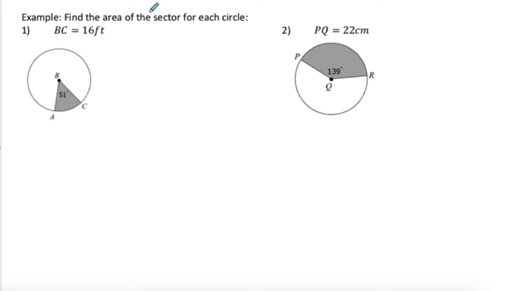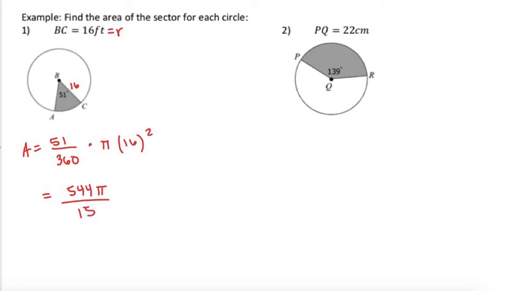Now that I want to find the area of the sector, the colored in portion here, B to C, they're telling me is 16, so that's our radius here. So once I have that, I can say, well, I want 51 degrees out of that 360 times the whole circle, pi r squared. Put this in my calculator, and I get 544 pi out of 15, and my units on this one, since it's feet here, will be feet squared. So the area of that sector is 544 pi over 15 feet squared.